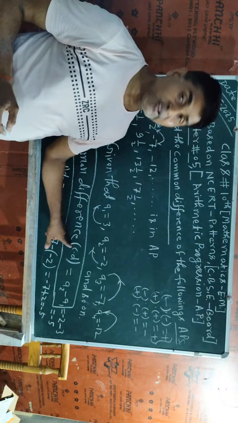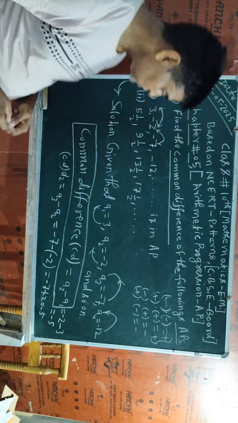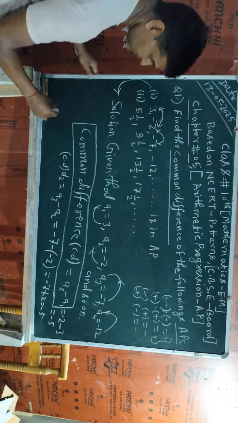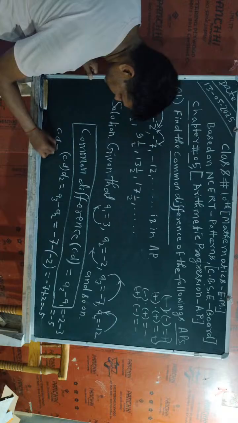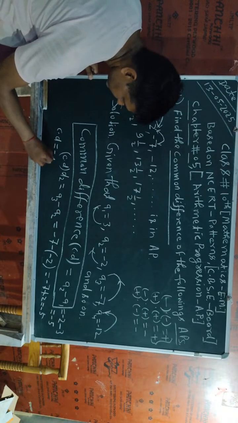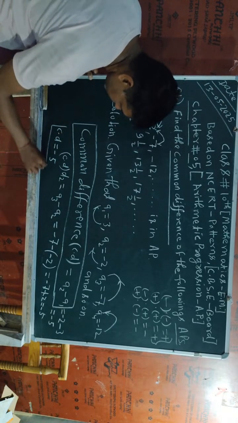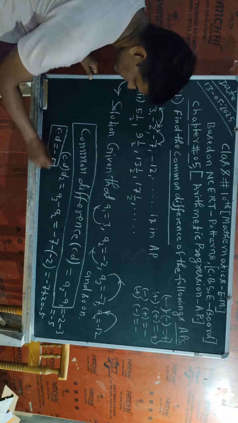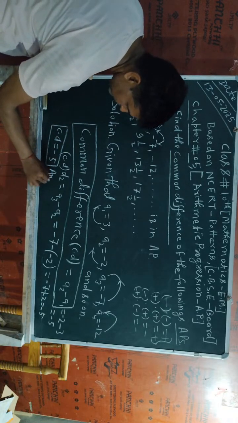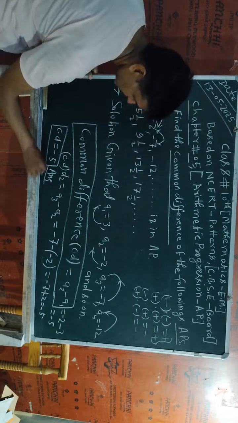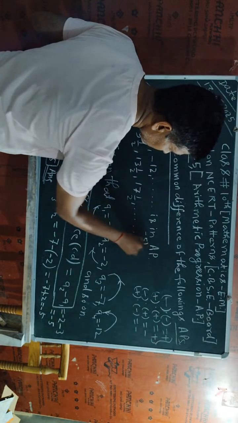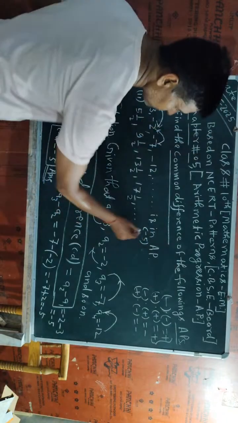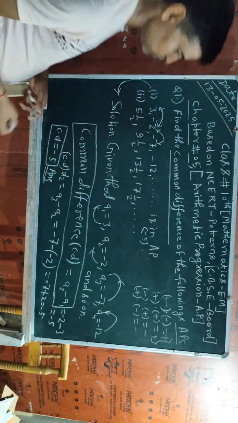Okay, student. So further here I will write: common difference is minus 5. This is the final answer of my given question number 1. So I will say this is the common difference and this is the answer. So the common difference in this case I have found to be minus 5. Okay, student.